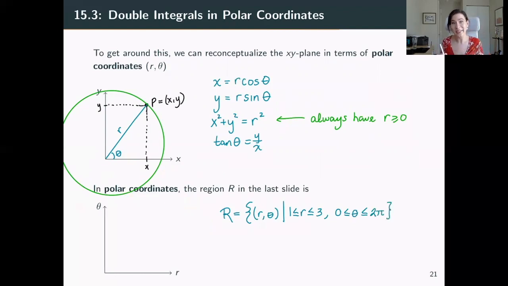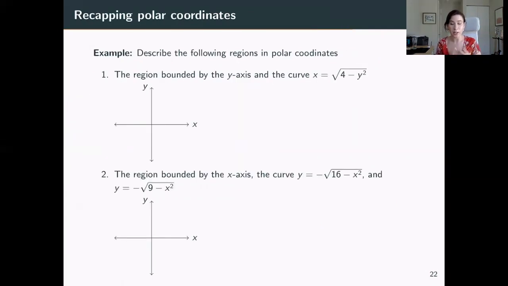Now notice what this region is in the polar coordinate system of r and theta. We have that our r is between 1 and 3, and our theta is between 0 and 2 pi. I have now shifted from a region that previously was what we call an annulus to now a rectangular region that I can much more easily set up an iterated integral for. Let's look through a few more examples. I'll work through the first one, and then I'll ask you to set up the second one.